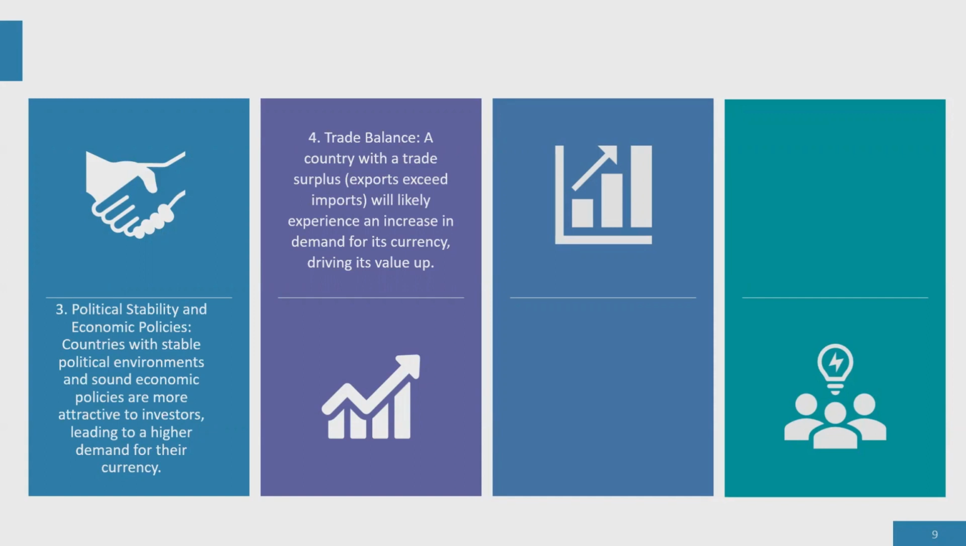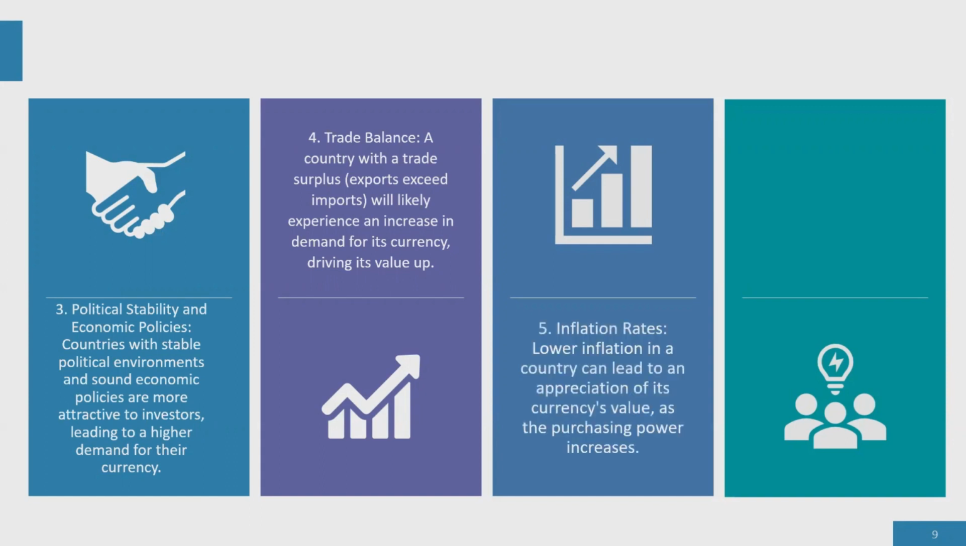Number 4 out of the 8: trade balance. A country with a trade surplus, where exports exceed imports, will likely experience an increase in demand for its currency, driving up its value. Number 5, inflation rates. Lower inflation in a country can lead to an appreciation of the currency value as the purchasing power increases, right? So these are things to pay attention to.